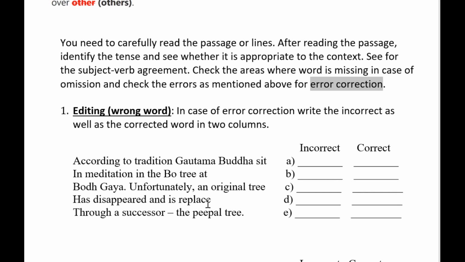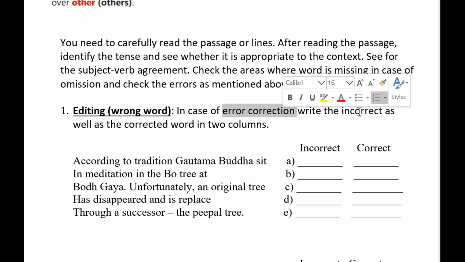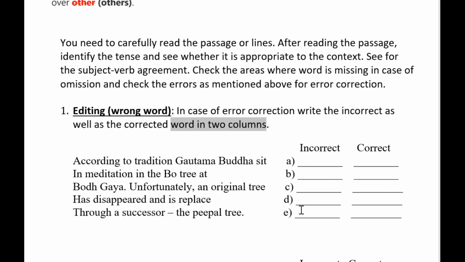Alright, so this is your editing format, wherein a paragraph line by line will be there and two columns, one for incorrect word and one for correct word, will be provided. You have to write the incorrect word also and you have to write the correct word also. In case of error correction, write the incorrect as well as the correct word in two columns, incorrect and correct. Editing means there are certain wrong words which are written and you have to rectify them. You have to change them according to the sentence, or you have to fill in the correct form.